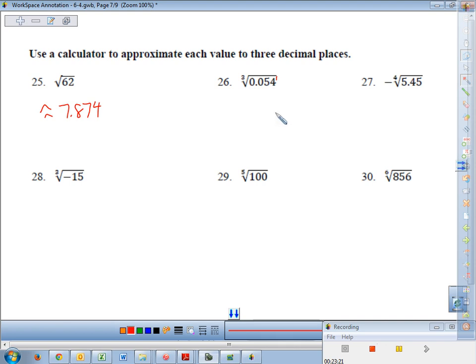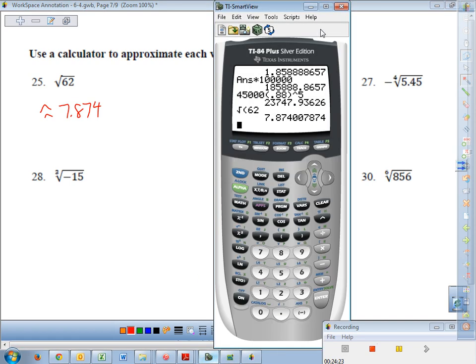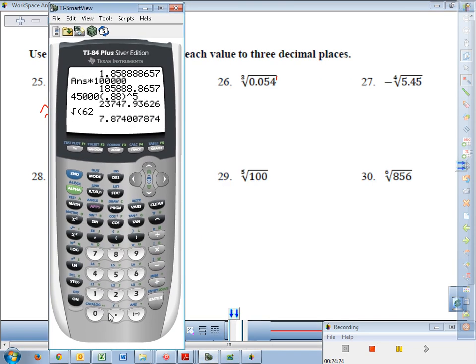Isn't it supposed to come out as a decimal anyway, according to the instructions? So just type it in, 0.054 raised to, your graphing calculator doesn't have fractions in it. How do you type fractions in? With a parenthesis to the 1/3 power. So parenthesis 1 divided by 3, just like that. You with me? Then hit equals.